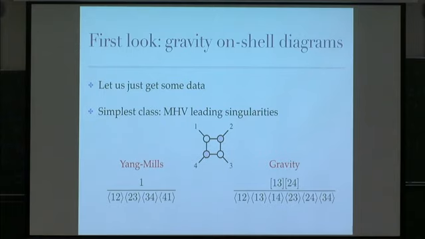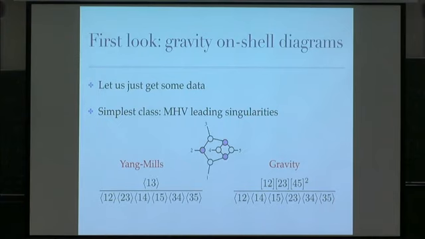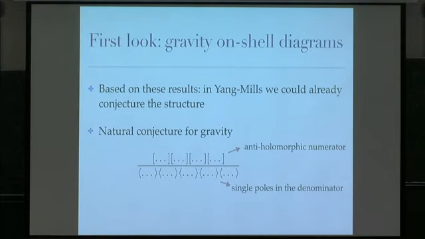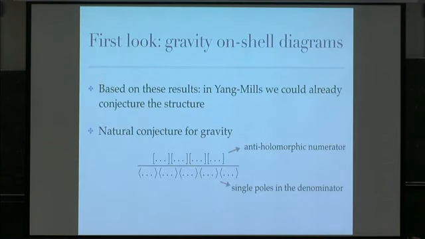Some formula. You see that it's not holomorphic anymore. It has these anti-holomorphic things. But we know that gravity doesn't satisfy these holomorphic properties as the MHV Yang-Mills does. Now you calculate this one with this expression. Looks still pretty nice. Then you make some conjecture after a few examples. And the natural conjecture for this type of diagrams would be that in the numerator you get anti-holomorphic pieces, as you saw here, and in the denominator you get single poles. There were no double poles, just single poles with holomorphic brackets.